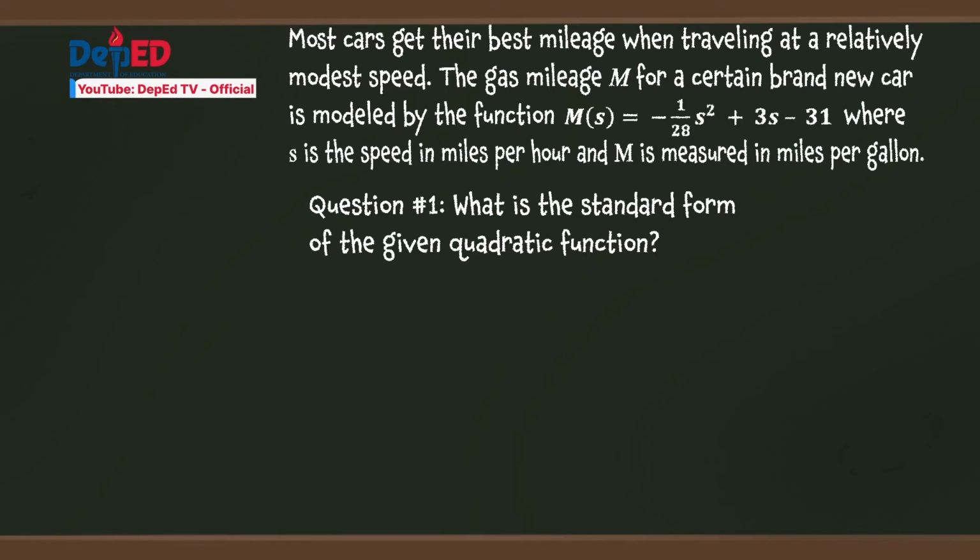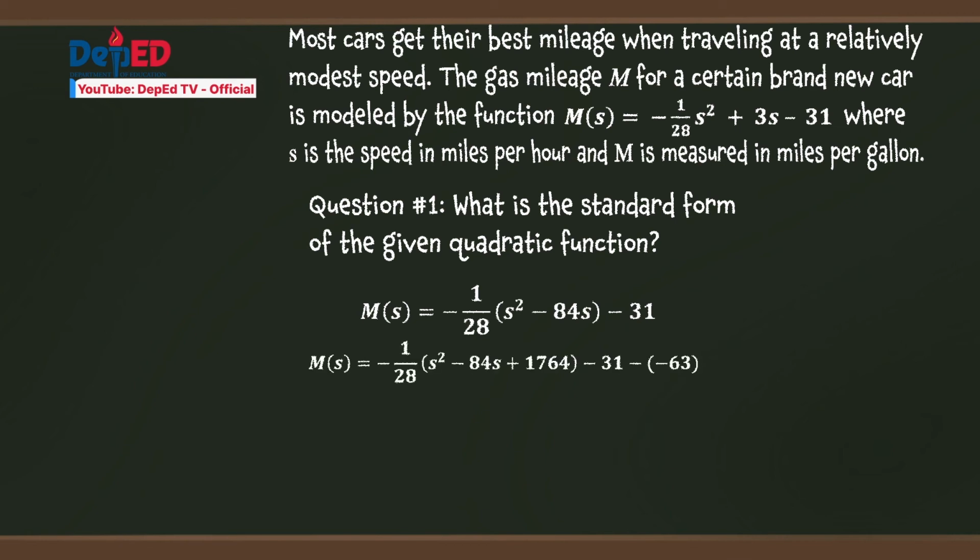Time is up. Separating the terms with the variable and factoring out the coefficient in the quadratic term, m of s must be equal to -1 over 28 times the binomial s squared minus 84s minus 31. We complete the square by adding the square of the half of -84, which is 1764, to the binomial in the parentheses. Then, we subtract from -31 the product of 1764 and -1 over 28, which is -63.